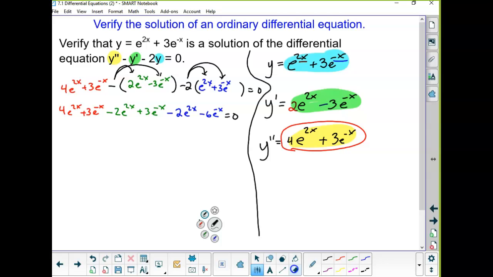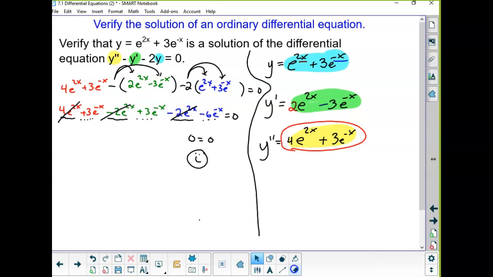And we're talking about like terms here. So I'm going to look at the ones that have the e to the 2x. I've got 4, negative 2, and negative 2. Well, those are going to add up to 0. So really, you can cross those out. And look at what's left over then. I've got 3e to the negative x plus 3e to the negative x. So that's 6e to the negative x minus 6e to the negative x. Those are going to add up to 0. And I don't have to show everything canceling out. But I showed that the left side is equal to the right side. That makes me happy. It works out.